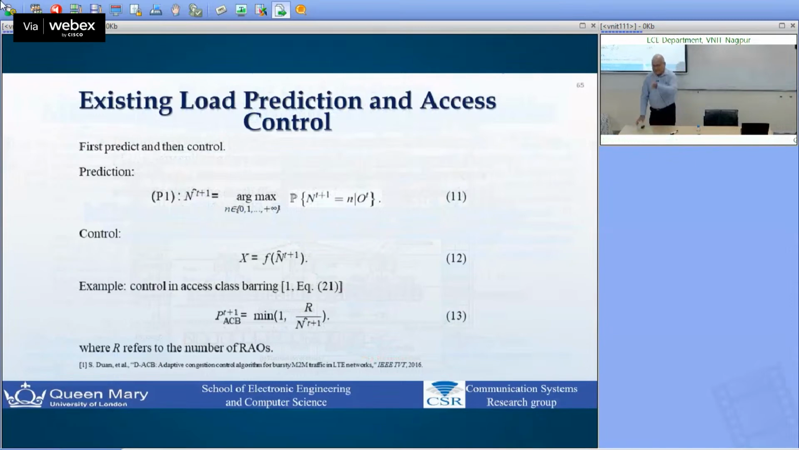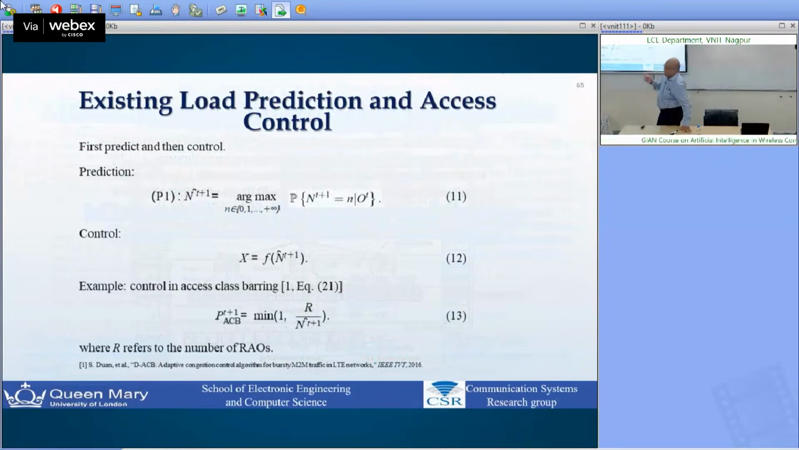Say the current time slot is, for example, time slot 10. At the beginning of the next time slot, the base station broadcasts the ACB factor. To broadcast the ACB factor, it has to predict the load of the next time slot. So at the 10th time slot, it has to predict the load in the 11th time slot. Only then, at the beginning of the 11th time slot, can it broadcast the ACB factor. That's why prediction of the load is essential, not the estimator of the load.